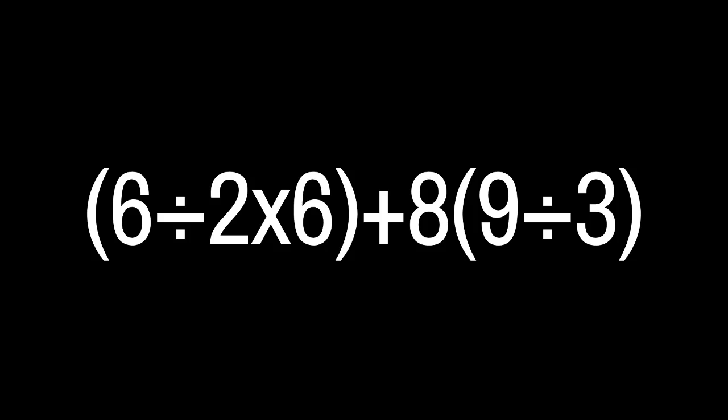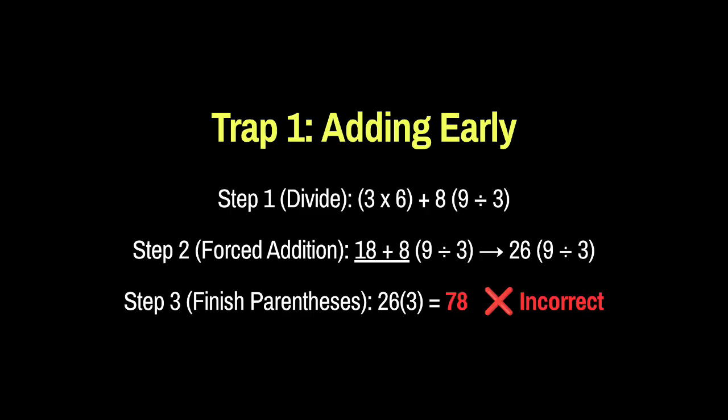What is the value of the expression (6 divided by 2 times 6) plus 8 times (9 divided by 3)? Many people solving this first look inside the first set of parentheses and start with 6 divided by 2. They write 3 times 6 inside the first set of parentheses plus 8 times 9 divided by 3. Then they multiply 3 by 6 to get 18. But next they mistakenly add 18 and 8 to get 26, and finally multiply 26 by 3 to get 78. However, this answer is completely wrong.